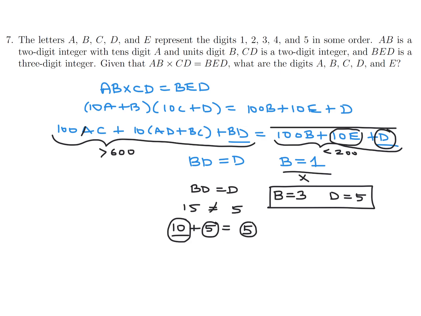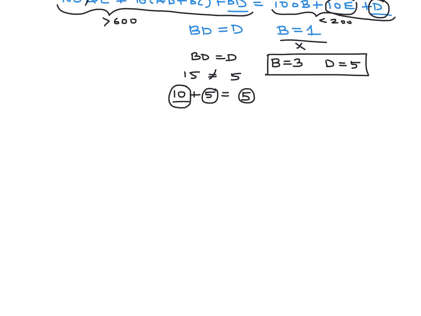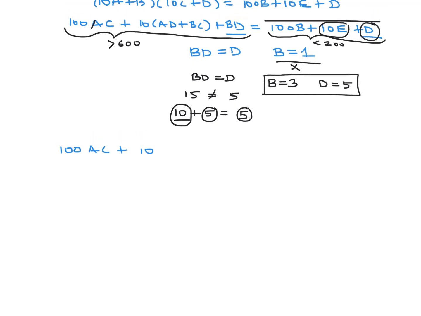Okay. Let's see here. So the 3 is gone and the 5 is gone. We've assigned those to B and D. Okay, so now we just have to figure out the other 3. Okay, so let's substitute those back in. So we have 100 AC plus 10 times D, which was 5, plus 3 times C plus BD, which is 15, correct?